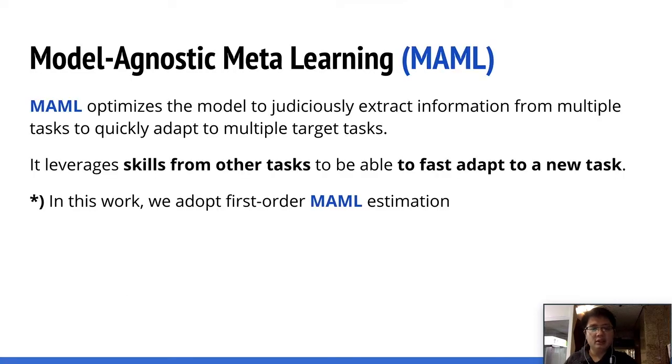So in MAML, similar to joint training, the model is trained on multiple tasks, but there is a quite different goal between joint training and MAML. In joint training, the goal is to learn the average representation over all the tasks, while in MAML, the goal is to find a representation that is easily adaptable to any new task. In this work, we adopt first-order MAML estimation.